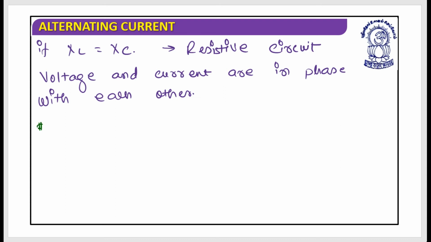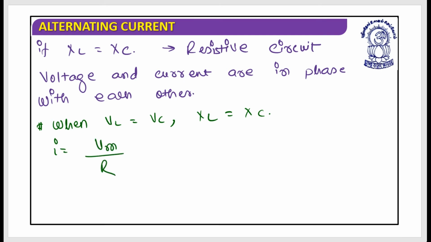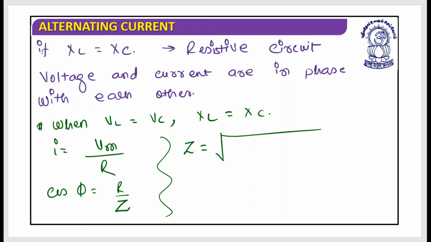Now one more thing: when VL equals VC, or I should say XL equals XC, the current will be only Vm by R. I is equal to Vm by R. I hope this is clear. We have cos phi, which is equal to R by Z. In this situation, Z is equal to root of R square plus XL minus XC whole square.